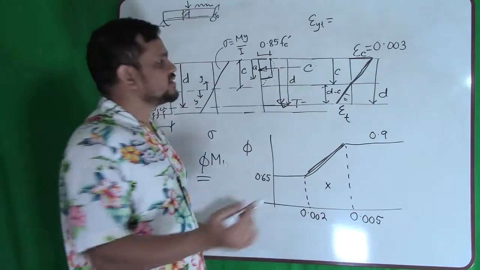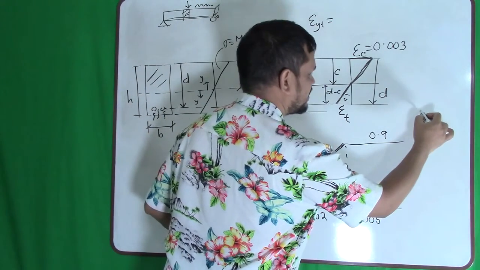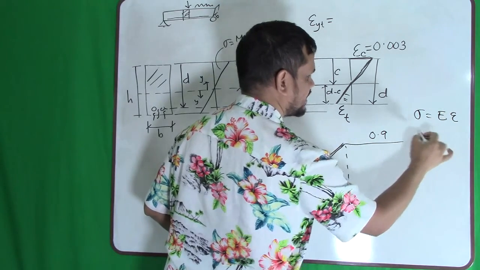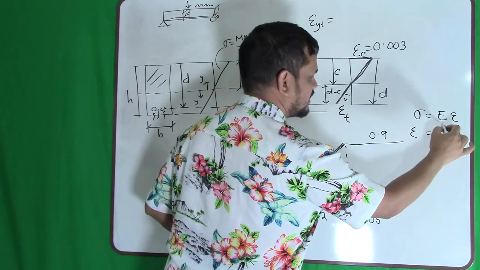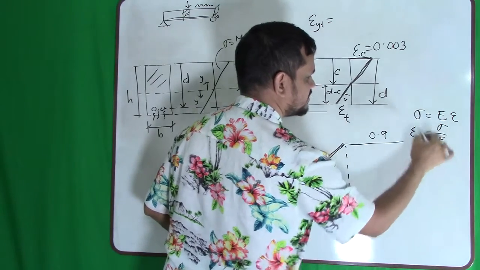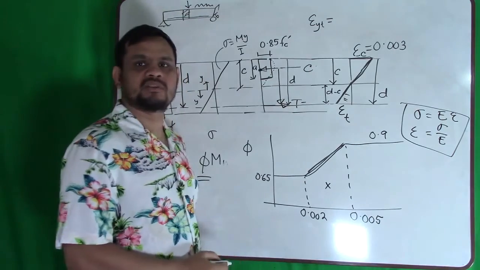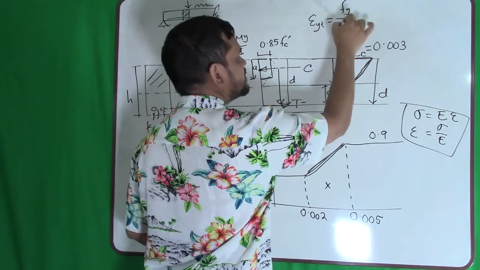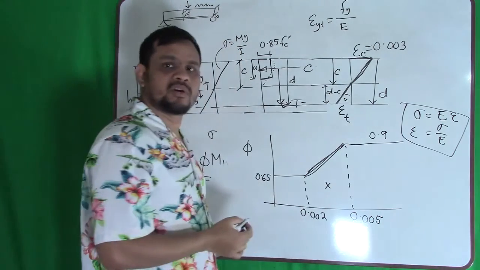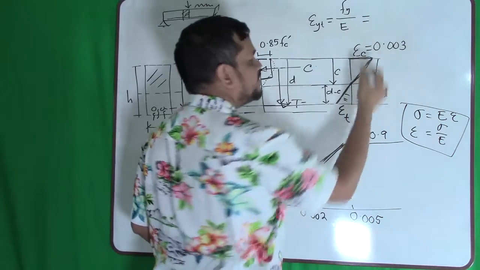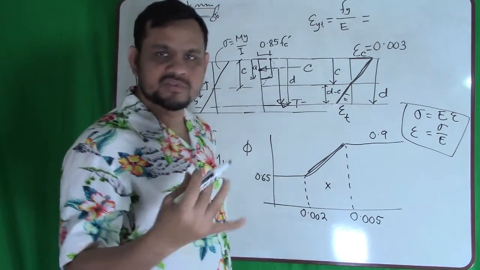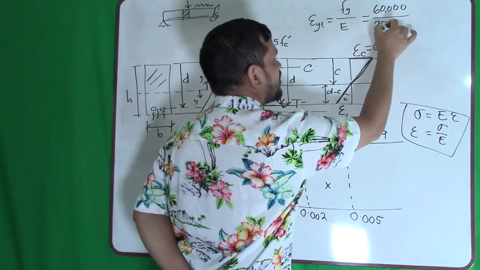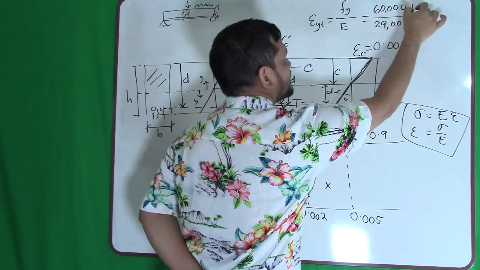Now how to find this? Simple. You know the equation, stress is modulus times strain, then strain is stress divided by modulus. You saw this equation in your strength of materials class. So here you will find it as our yield stress divided by the modulus of steel. If we use 60 ksi steel, that is the most common, so 60 ksi, and it is in psi.